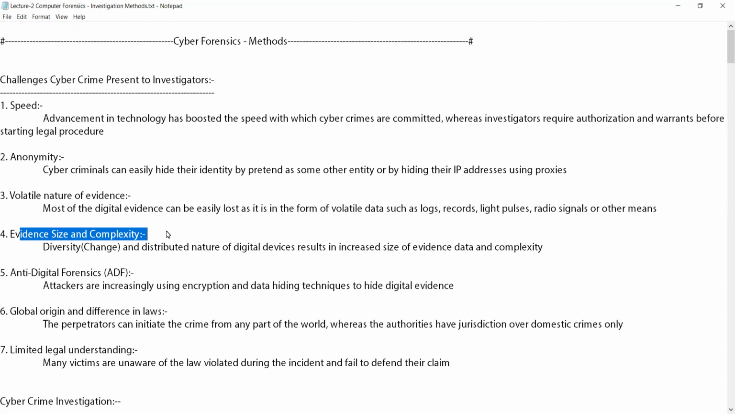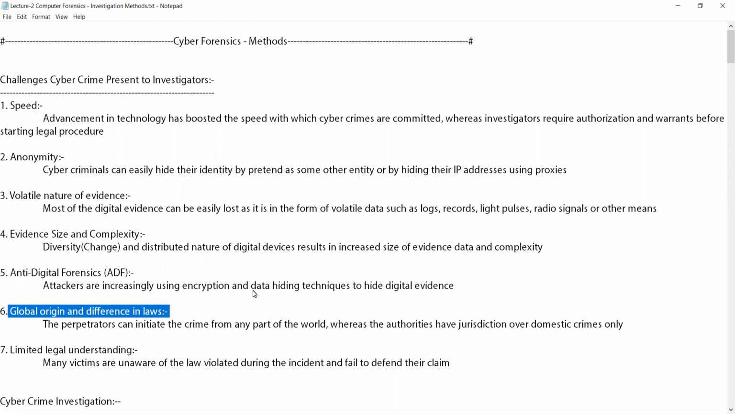The next point is global origin and the difference in laws. Now, what is that? Sometimes the cyber criminal as well as the predator can initiate the crime from any part of the world, whereas the authority has jurisdiction over domestic crimes only. Different cyber criminals carry out different activities from different places anywhere in the world. So if a cyber criminal attacks a foreign country and is caught by the police in your own country, the cyber criminal gets punishment according to the domestic laws only. This is the challenge faced by the cyber investigator, called global origin and difference in law.